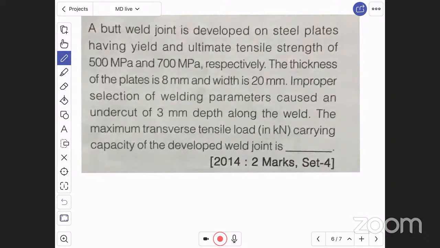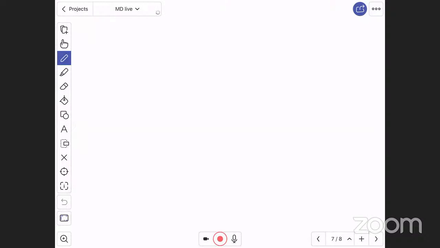Now this next question was asked on butt weld. Let us understand butt weld first, and then we will go for the solution. The question is very simple, but first of all, understand butt weld. Butt weld is nothing but the case where the plate thickness is very high. Let us say the plate thickness is h.